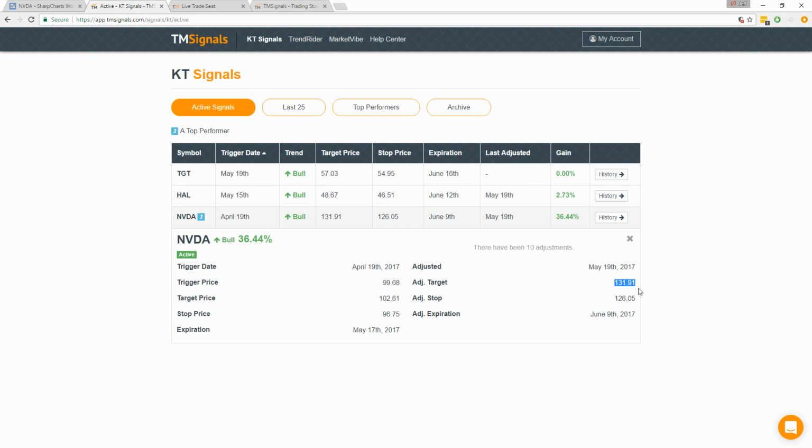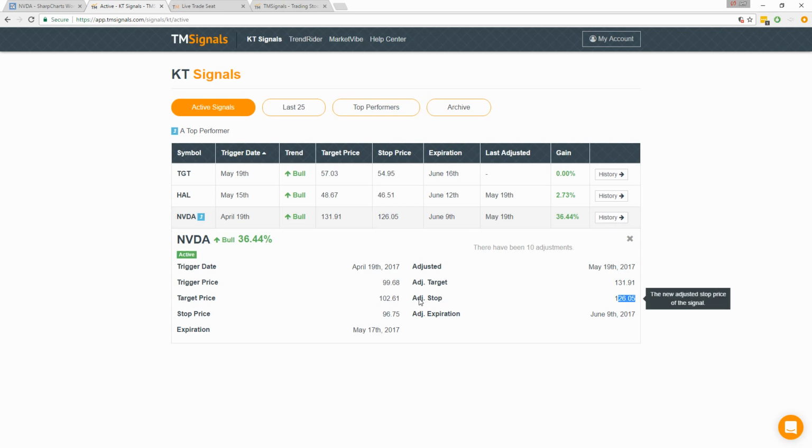Every time a signal hits its target price, its upside or downside price target, it adjusts, it rolls it. It doesn't close the trigger. Why? Because it's looking for trends. But every time it hits its stop, it closes.